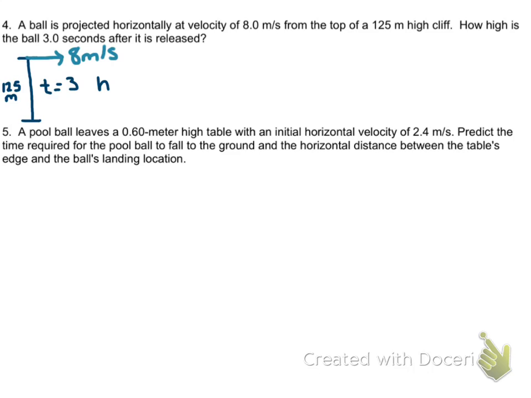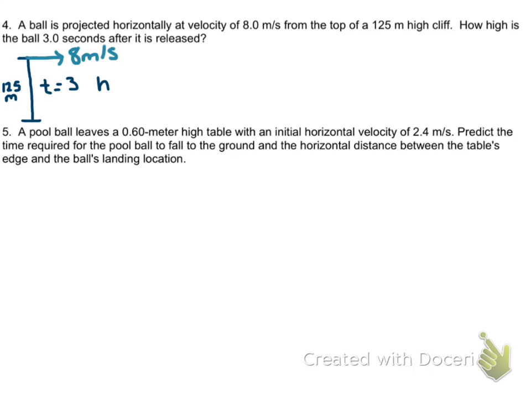The first problem, question 4, says a ball is projected horizontally at a velocity of 8 meters per second from the top of a 125 meter high cliff. How high is the ball 3 seconds after it's released? So first I'm going to draw a picture. I've got a cliff that's 125 meters high. It's going 8 meters per second horizontally. And I always just draw mine to the right. It doesn't matter. And it says, how high is the ball after 3 seconds?